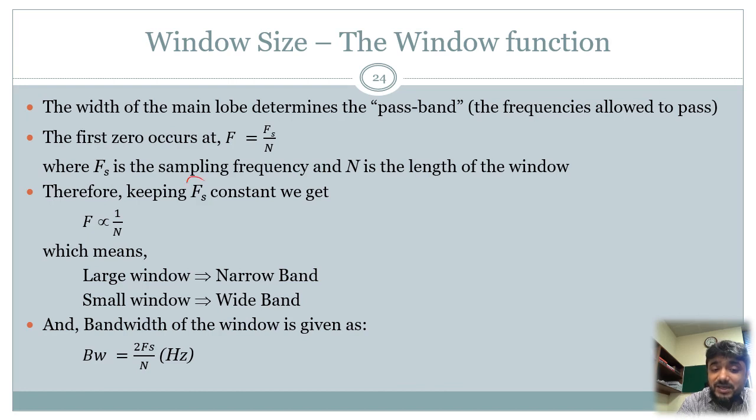Therefore, keeping fs constant रहेगा एक particular case के अंदर जिस पे भी आप काम कर रहे हैं, your f is inversely proportional to n. तो ये वही वाली बात है जिसको अभी हम देख कर आए हैं, which means that large time windows produce a narrow band spectrum and small time windows produce a wide band spectrum. ठीक हो गया, ये बात समझ में आ गई.